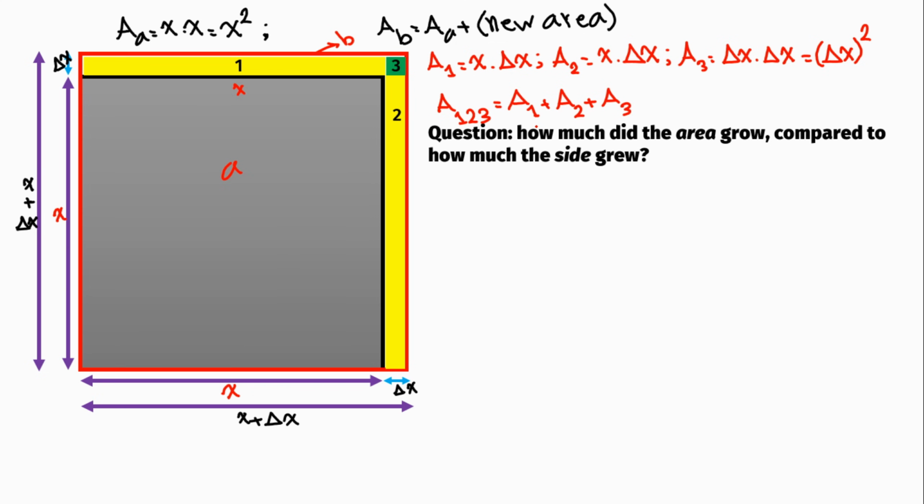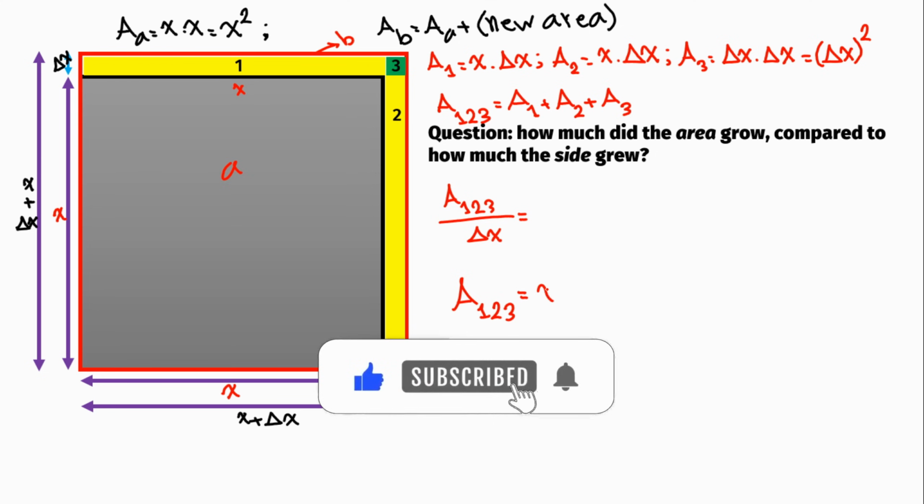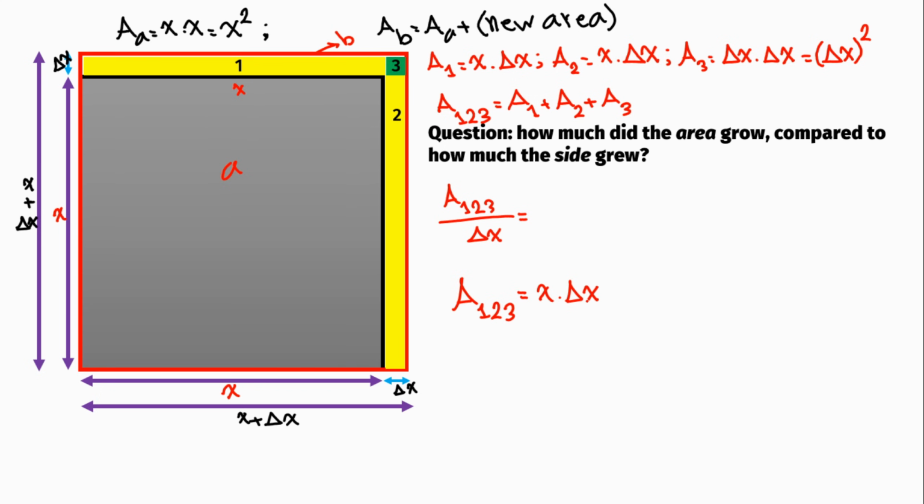The question is, how much did the area grow compared to how much the side grew? Actually, the question asks for A sub 1,2,3 over delta x, and that ratio is the derivative. A sub 1,2,3 equals x times delta x plus x times delta x plus delta x squared.